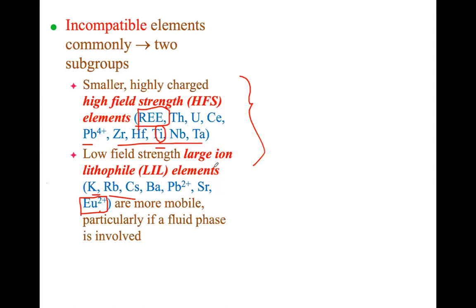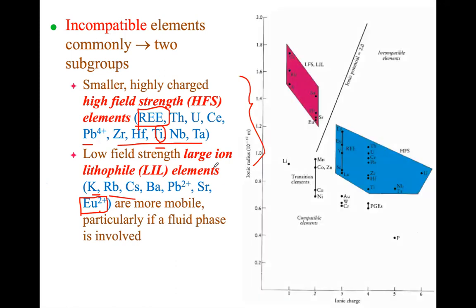Okay, the charge is different anyway. You understand that for the definition, low field strength and high field strength, the charge matters. Right. So if you consider it in a diagram, ionic charge versus ionic radius, you can just consider high field strength elements which plot here, right?